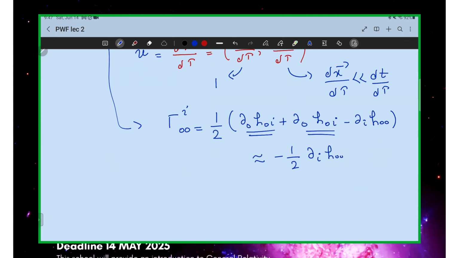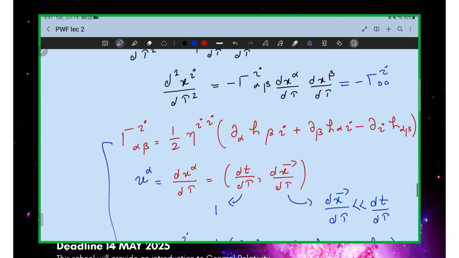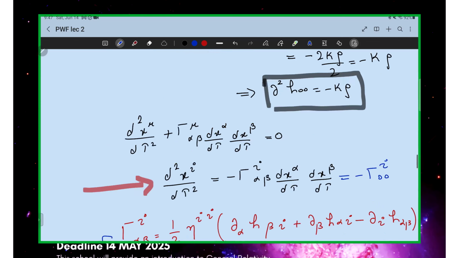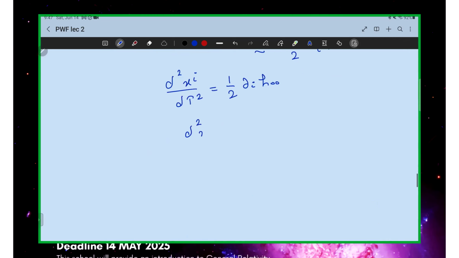Okay. So if we use this particular thing in this equation, sorry, it was minus the Christoffel symbol. If it was minus the Christoffel symbol, you get something like this. Now, this equation is pretty important because usually, when you do classical physics, this particular derivative is nothing but the acceleration, right?